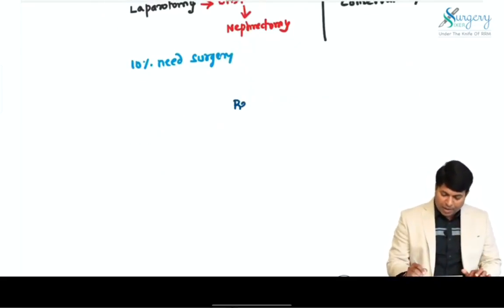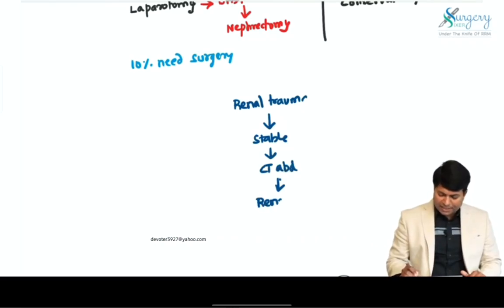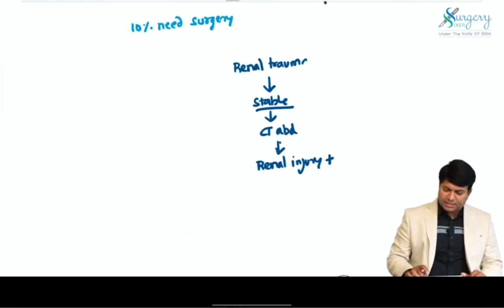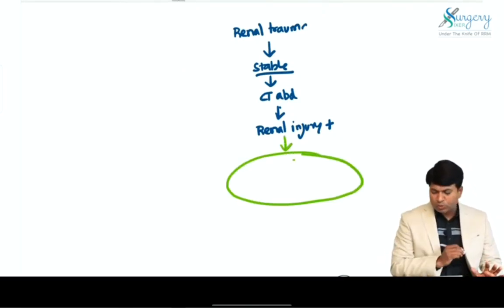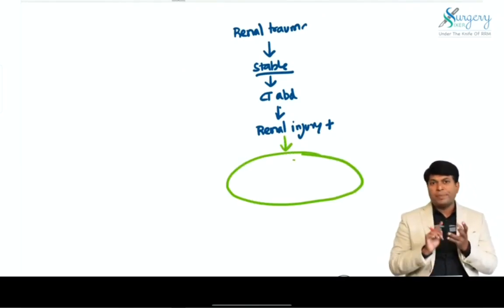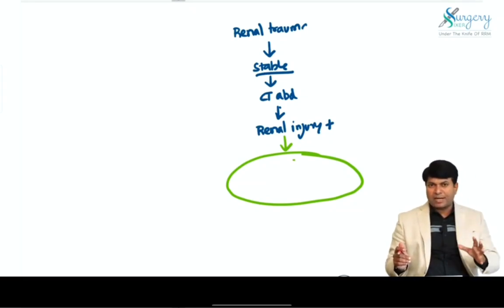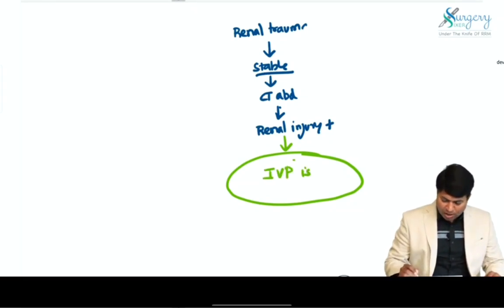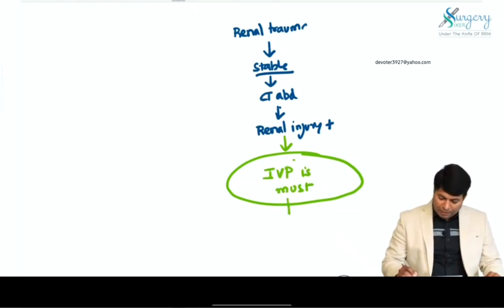A renal trauma patient comes to you. He is stable. You take a CT abdomen and see renal injury present. When there is renal injury and the patient is stable, what investigation must be done? This is an MCQ. The patient is stable, CT scan shows renal injury. What investigation is a must to look for function of the kidney? The answer is IVP. In all stable patients, IVP is a must. If IVP is also normal, we can discharge the patient.